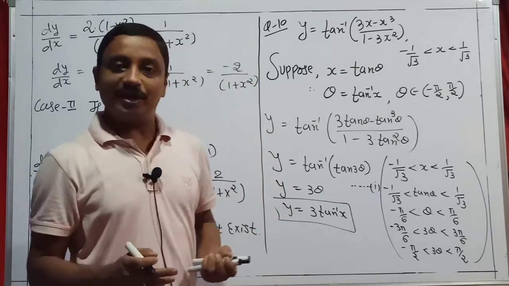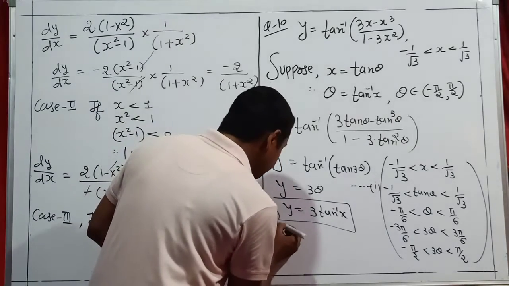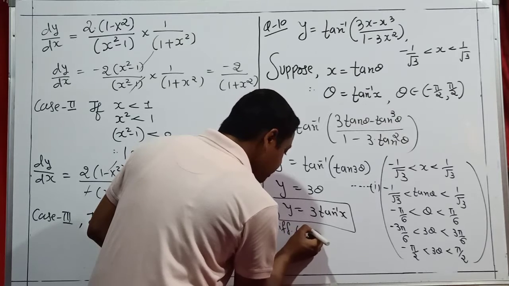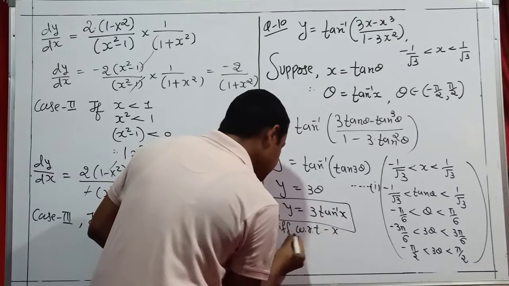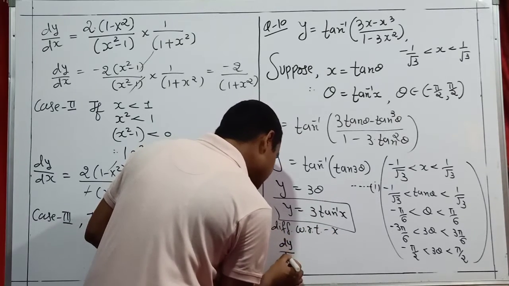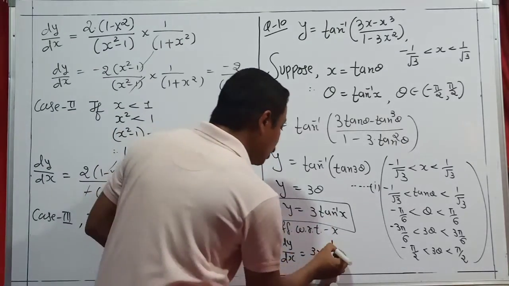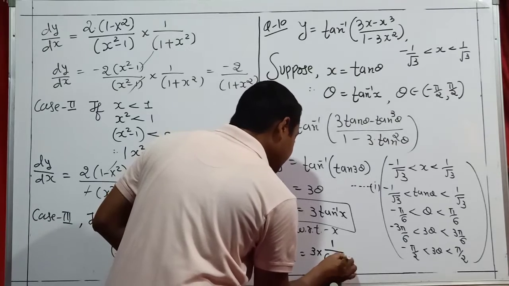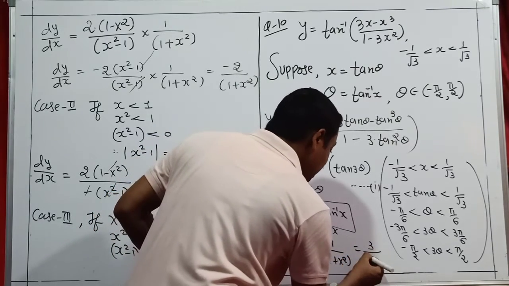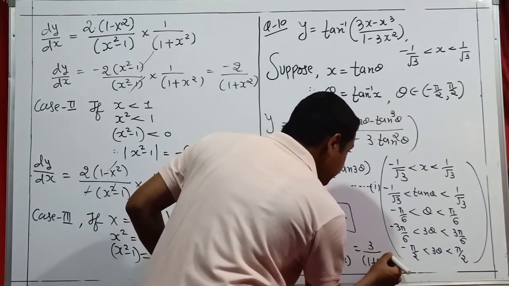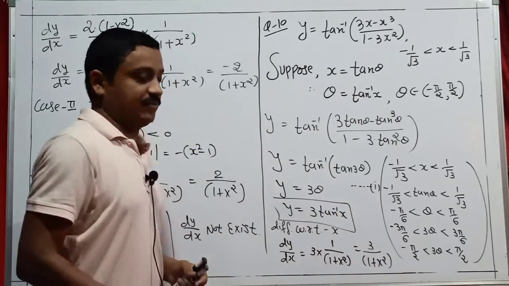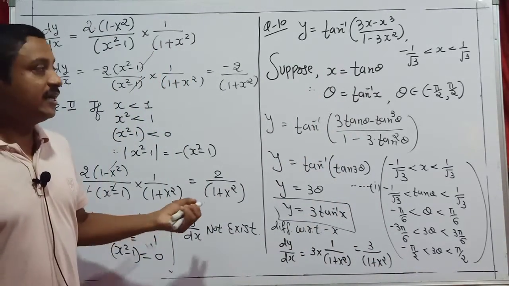Now I start the derivative. So differentiation with respect to x. So what is dy by dx? Yes, the tan inverse derivative is 1 upon 1 plus x square. So my answer is 3 upon 1 plus x square. That's your full answer, and this is easy.